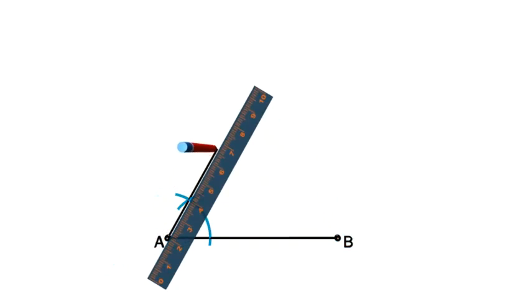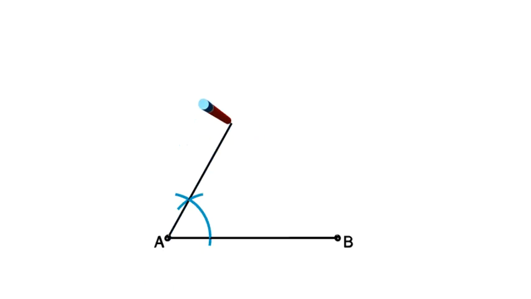Alright, so now I'm drawing AD, which is 6 centimeters. At the top of that line, I'm going to label that point D.